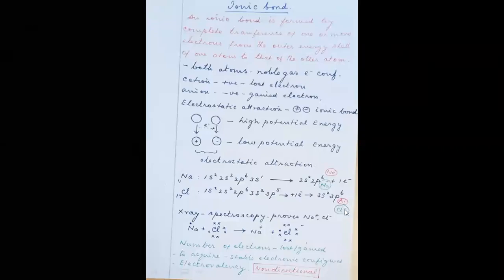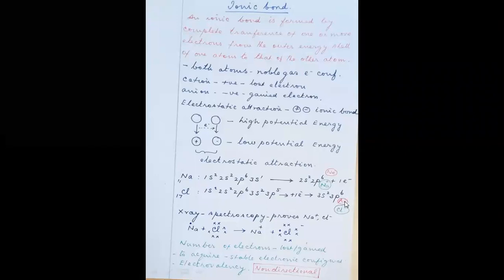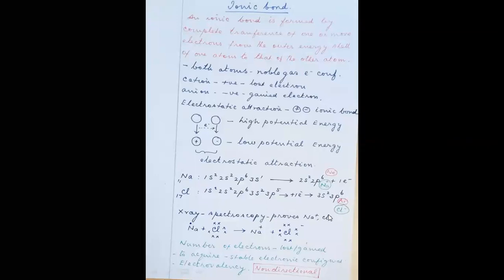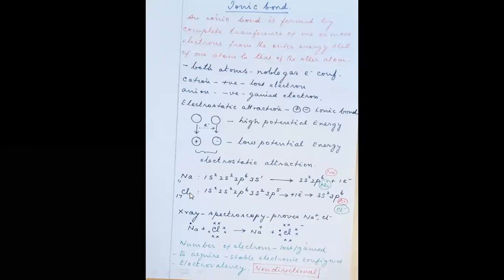So the sodium, by losing one electron, becomes a sodium plus, and it gets the electronic configuration similar to that of neon. And the chlorine gains one electron, and it becomes 3s2 3p6 electronic configuration, which is similar to that of argon. So what happens? By losing one electron, sodium has attained stability. By gaining one electron, chlorine has attained stability.